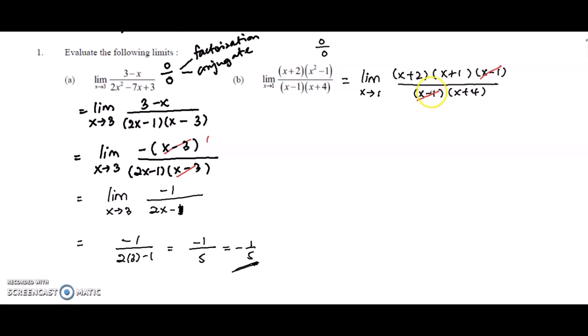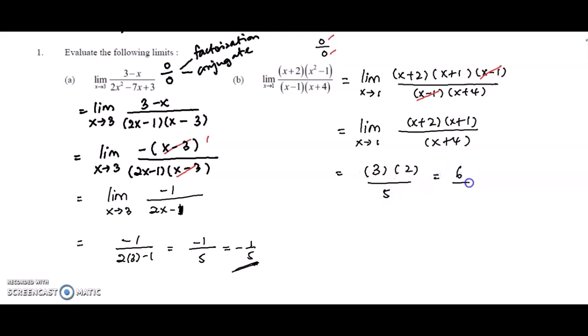So now we have already cancelled off the x minus 1, which actually made you get the 0 over 0 just now. Once you have cancelled this off, you can rewrite your function. You have your x plus 2 on top, x plus 1 over x plus 4. Now you actually can substitute the 1 inside using the substitution method. Substitute 1 inside, you have a 3 multiplied by the 2 over the 5. So you have your 6 over 5 here.